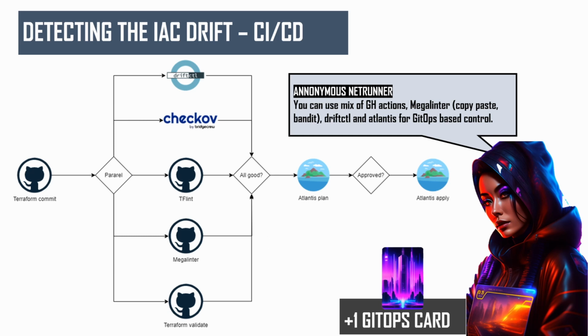Anonymous Netrunner is saying, you can use a mix of GitHub Actions, Megalinter, Checkov, and Bandit, driftctl, or Atlantis for GitOps-based control to know what is happening in your infrastructure as code.